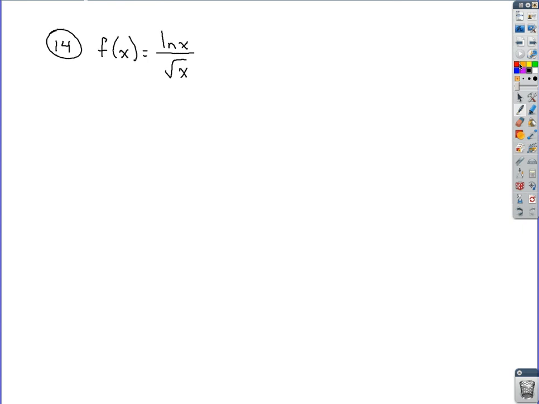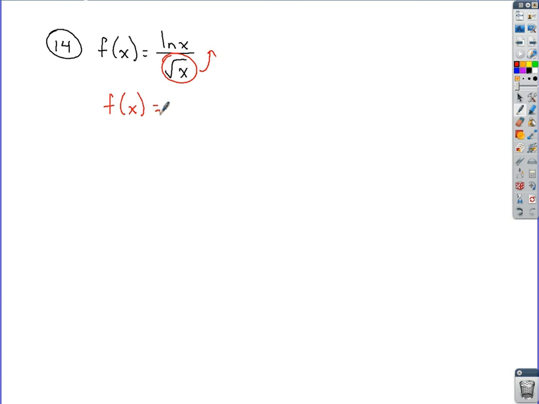If I do here, first thing I would do is rewrite the function. Since we know this root means we've got an x to the 1/2, if we're taking a derivative right now, we've got a quotient. If you want to bring that up, we could make it a product. It really doesn't matter. I'm going to go ahead and bring it up and make it a product.